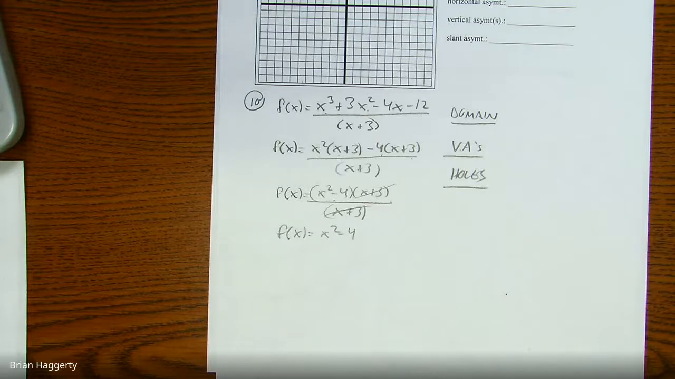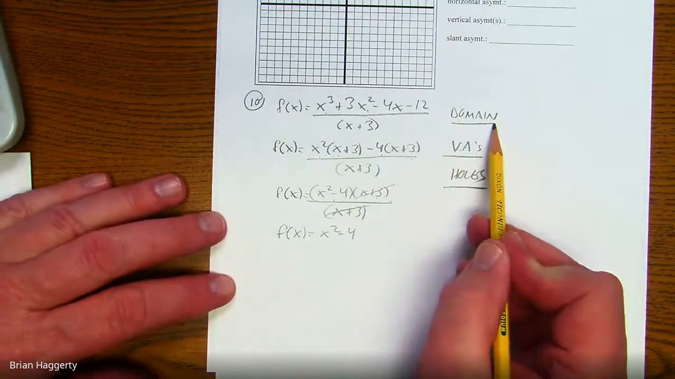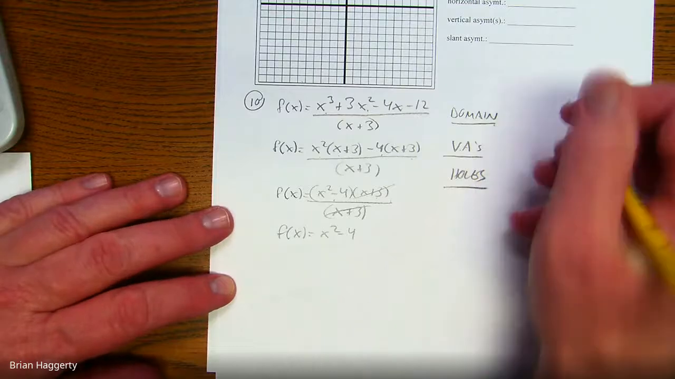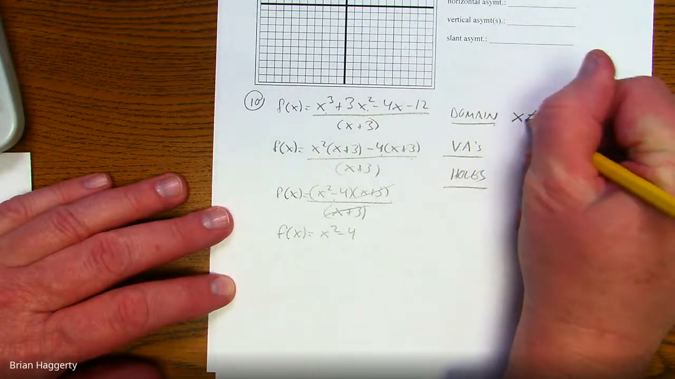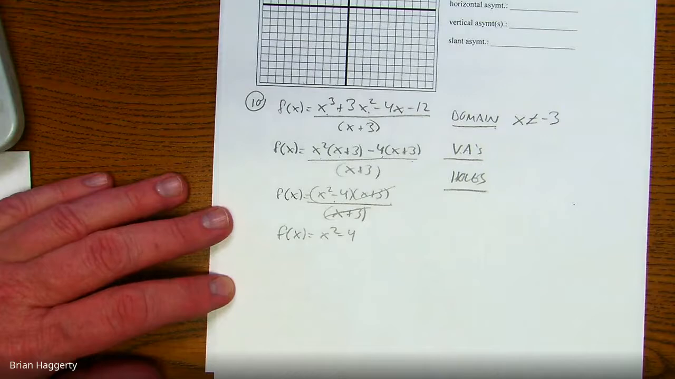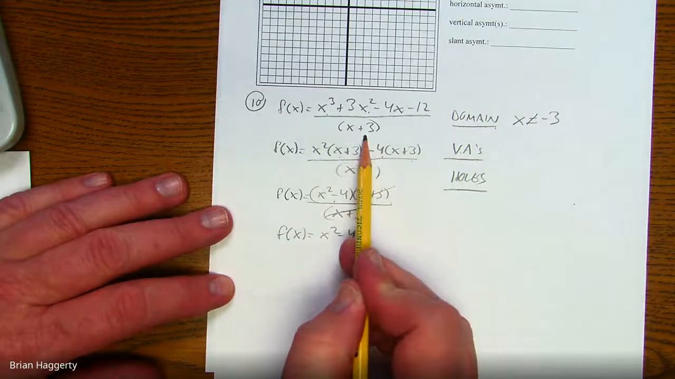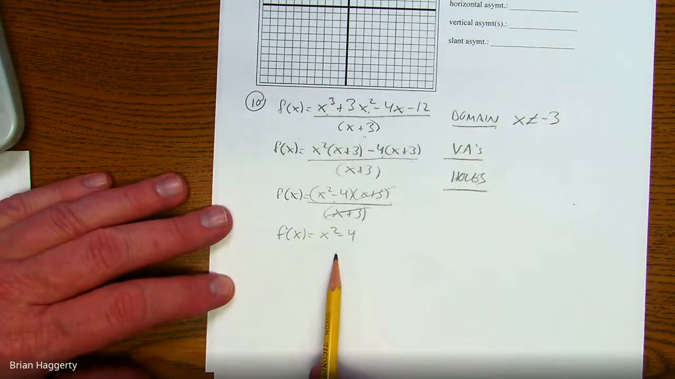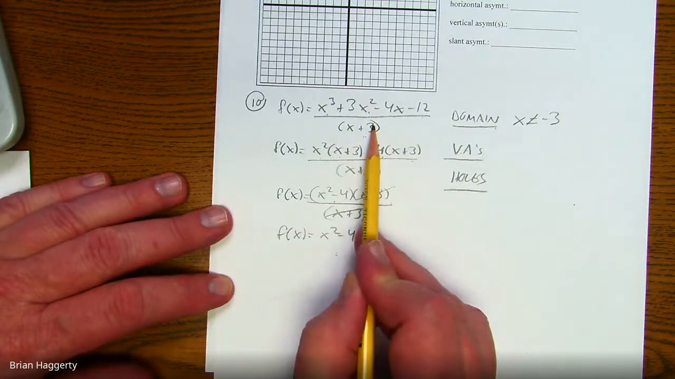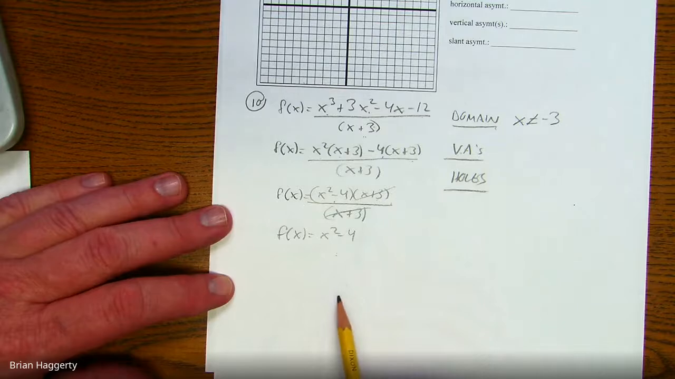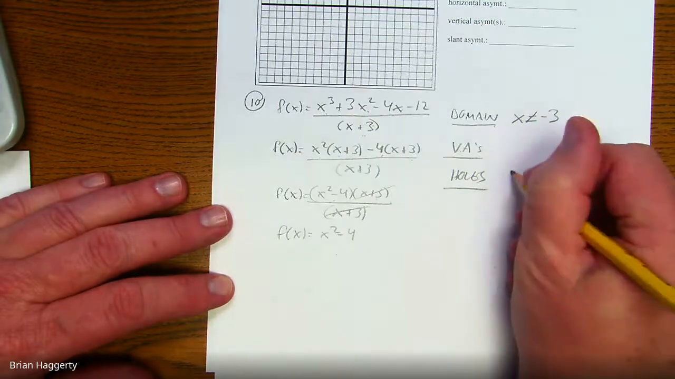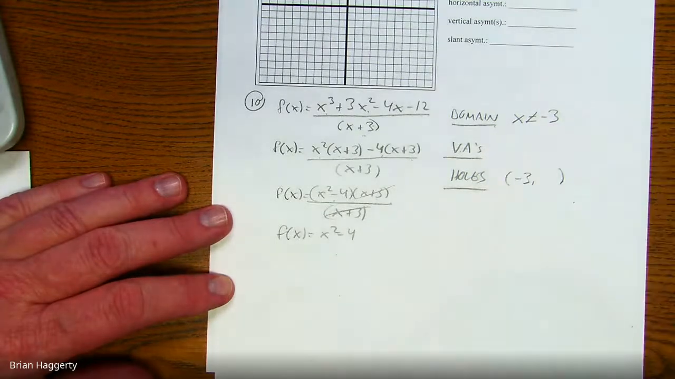All right, so the domain. You're always going to figure out the domain before things reduce or cancel. So we have a restriction. X cannot equal -3. If that x plus 3 is still there in a simplified form, that means it's going to be a vertical asymptote. If that x plus 3 is canceling out in its simplified form, then it's going to be a hole instead of a vertical asymptote.